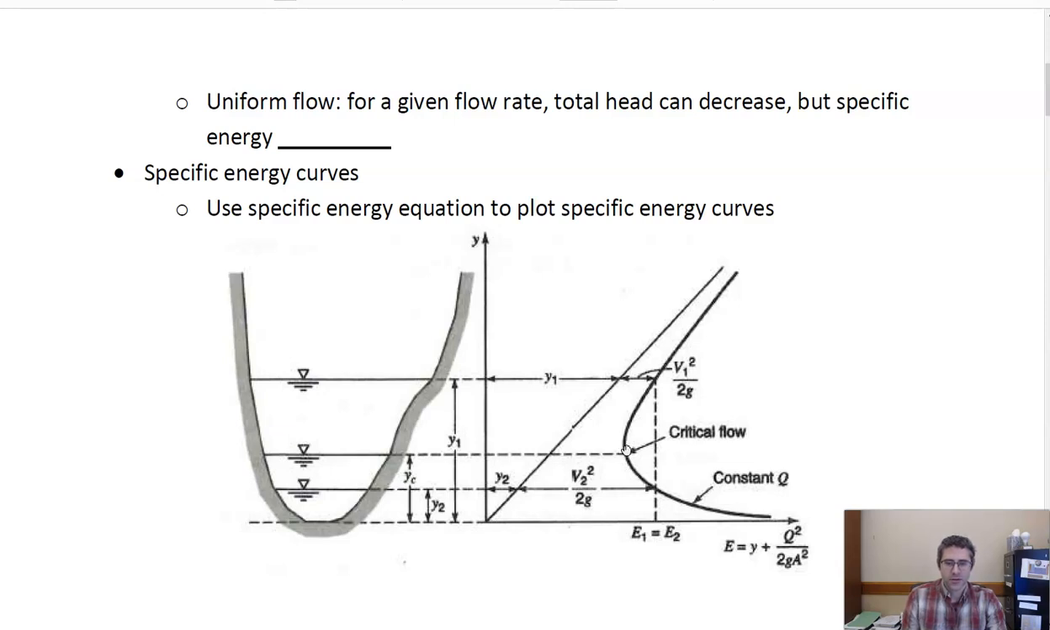All right. So no matter where this specific energy curve lies, there's always this 2/3 relationship between critical depth and E min. And we'll use that in an example problem at some point in the future.